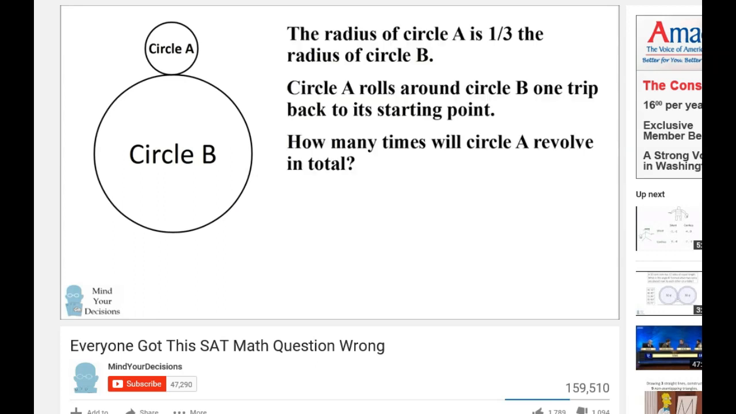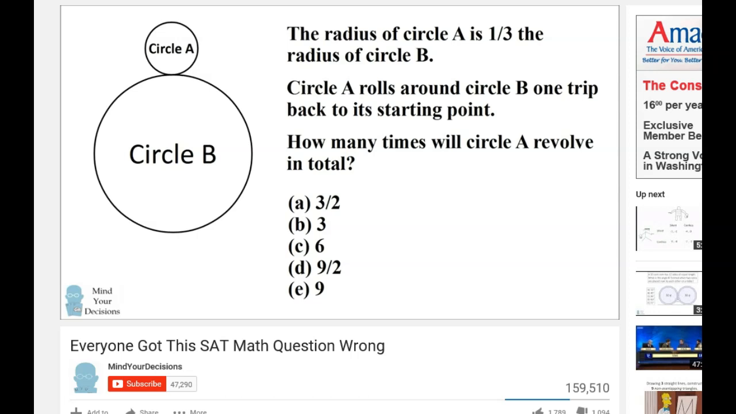In the following figure, circle A has 1/3 the radius of circle B. Circle A rolls around circle B 1 trip back to its starting point. How many times will circle A revolve in total? The answer choices are 3/2, 3, 6, 9/2, and 9. Get out some pencil and paper and see if you can figure it out. Remember, this was on the SAT, so it's a timed exam, and the students would have had to figure it out just using pencil and paper.